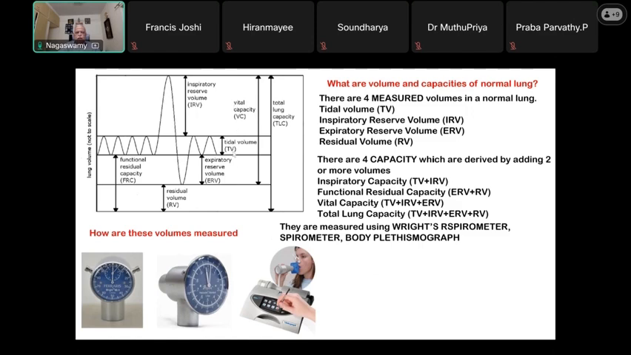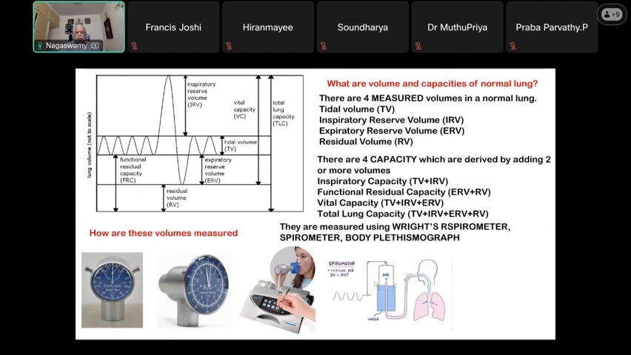Okay, so these are all the volumes and capacities which can be measured using this particular instrument. This is the older type of spirometer where the patient will blow, and there will be a water jug and all these things. I have given this picture so that in case they ask about this machine in the OSCE classes, you should be able to identify it.